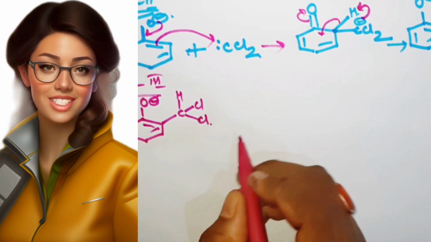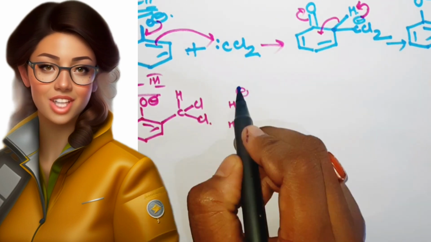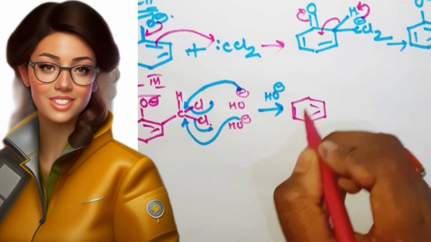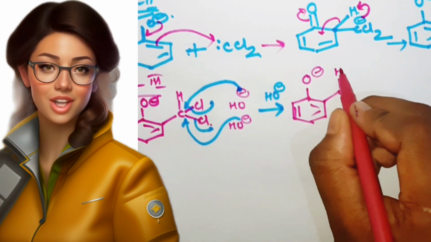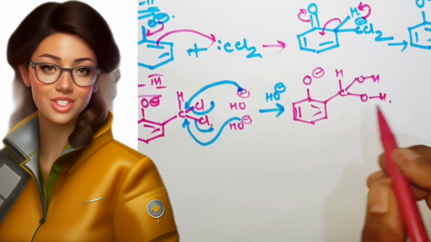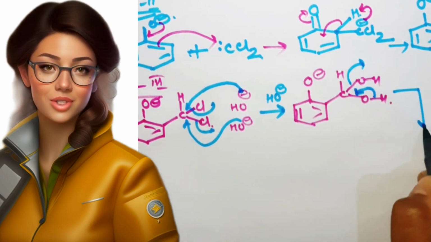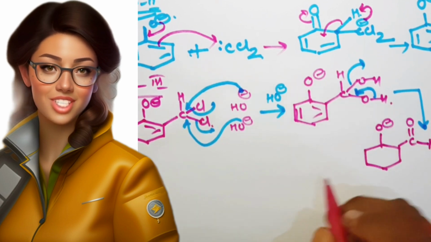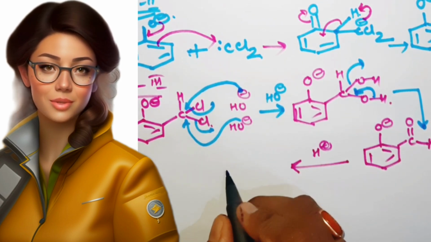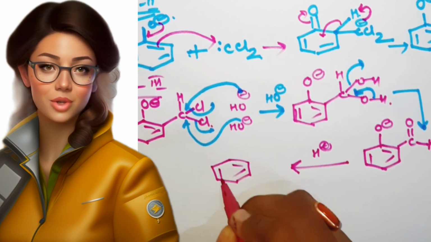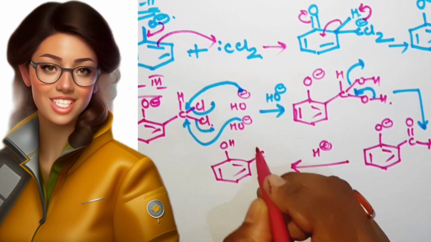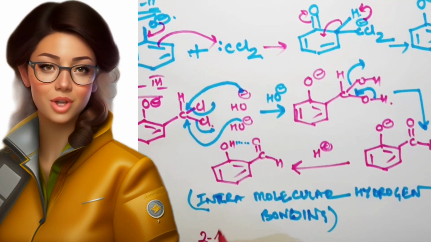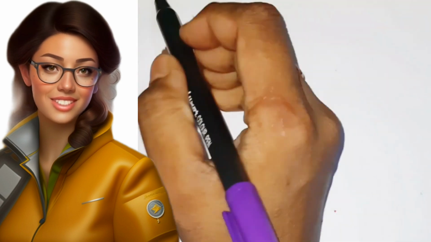The third step is hydrolysis. The OH minus ion replaces the chloride ion, as chloride is bigger in size and a very good leaving group. It will leave very quickly, and you get OH groups in place of chlorine. Now the removal of a water molecule from this molecule gives you your product. Again there is water and a proton, so you get ortho-hydroxybenzaldehyde, with intramolecular hydrogen bonding: 2-hydroxybenzaldehyde is formed.